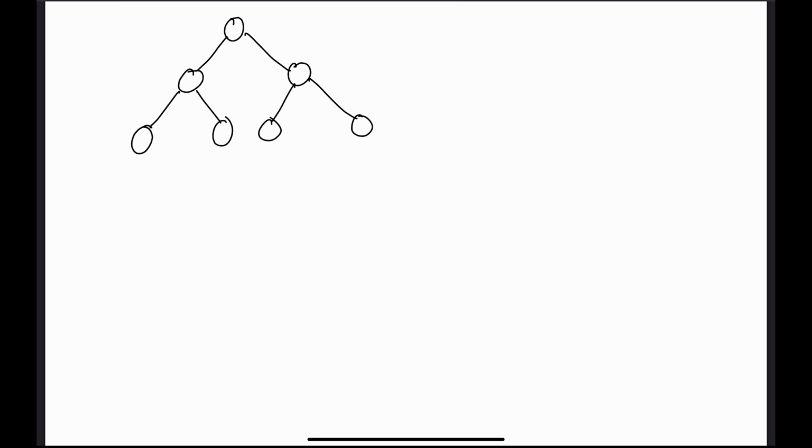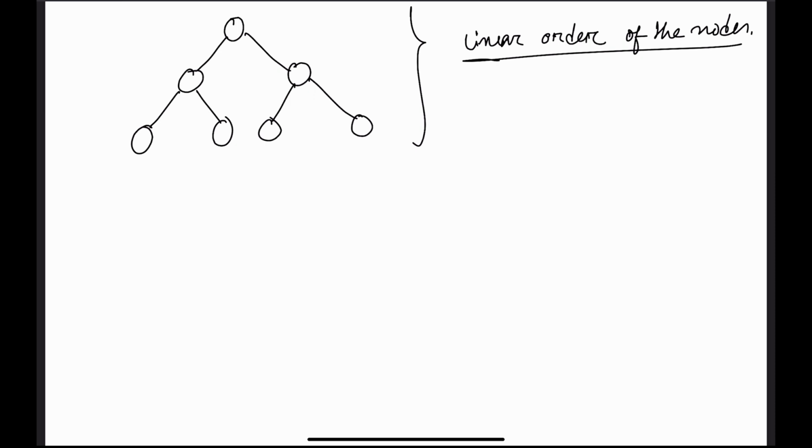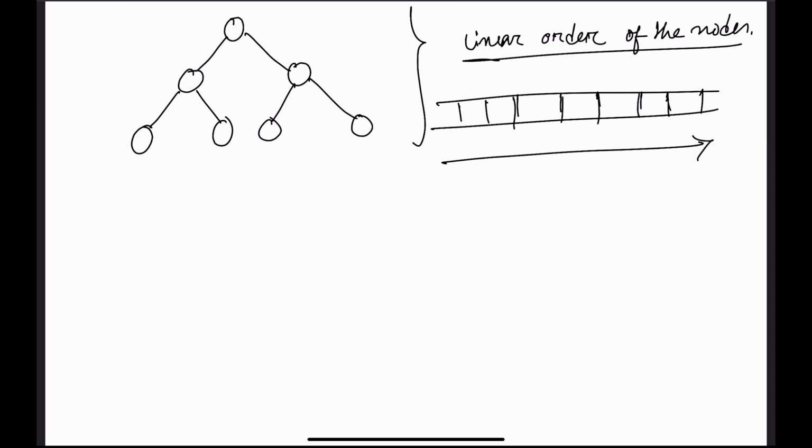Okay, so traversal obviously gives the linear order of the nodes. First of all, you need to know the traversal will give the linear order of the nodes. Okay, now that means what? All nodes will be put into one line, correct? All nodes would be put into one line.